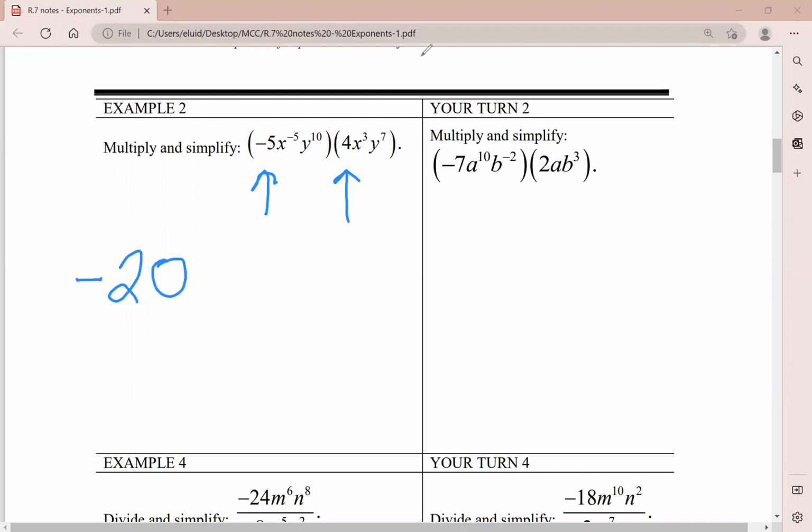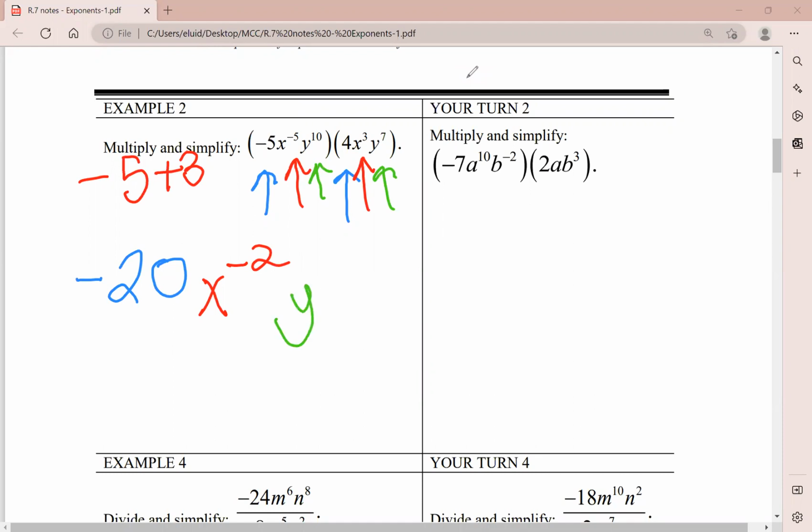Next, let's multiply the powers of x. So x to the -5 times x to the third. So we'll add the exponents. -5 plus 3 is going to be -2. So I'm writing x to the -2. And then finally, we have our y's, y to the 10th times y to the 7th. Add those exponents, 10 plus 7 is 17. So we have -20, x to the -2, y to the 17.